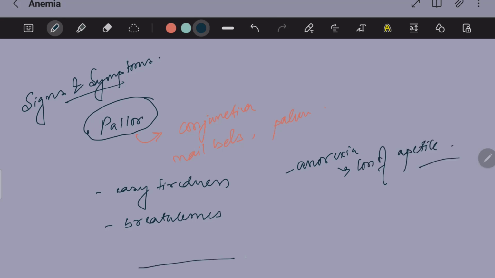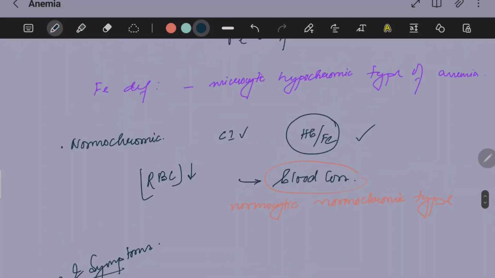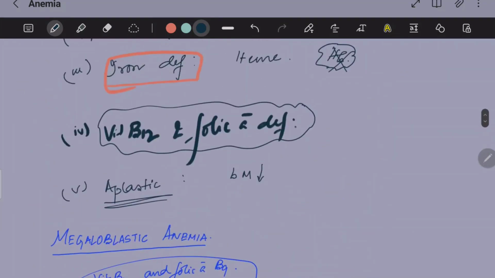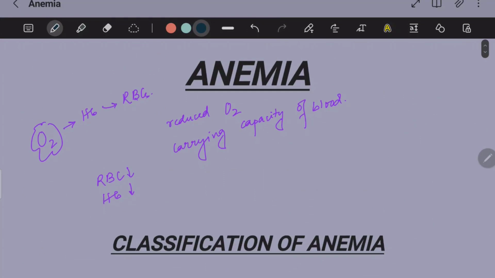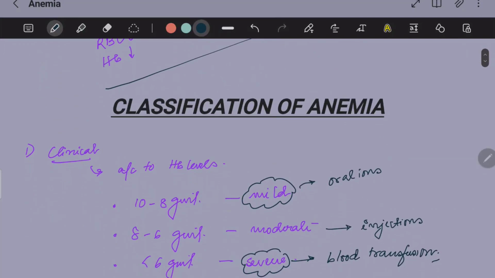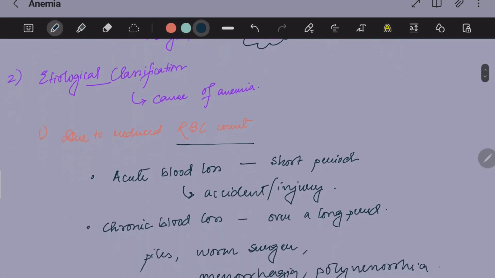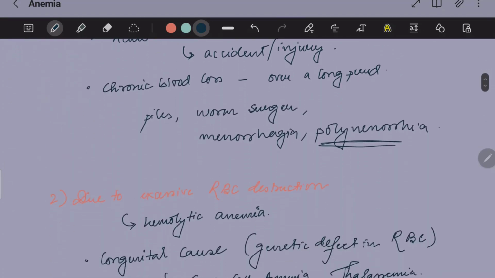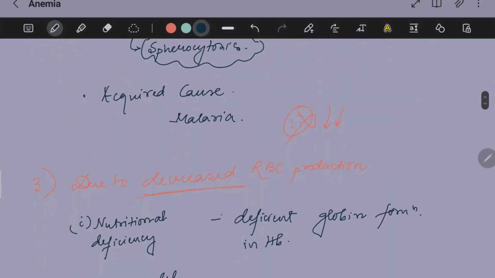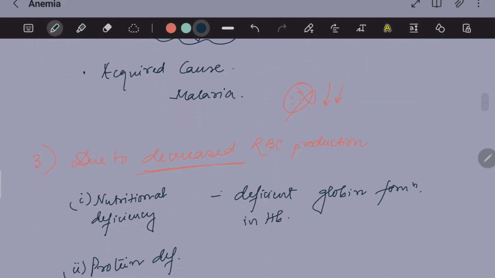So, this was all about anemia. Everything that we learned today is very important for your professional exams as well as the NEET PG exam. First, we learned about what actually is anemia. We learned about the classification of anemia, that is the clinical classification, which is according to the hemoglobin levels. We learned about the etiological classification, that is the cause of anemia: reduced RBC count, excessive RBC destruction, as well as decreased RBC production.